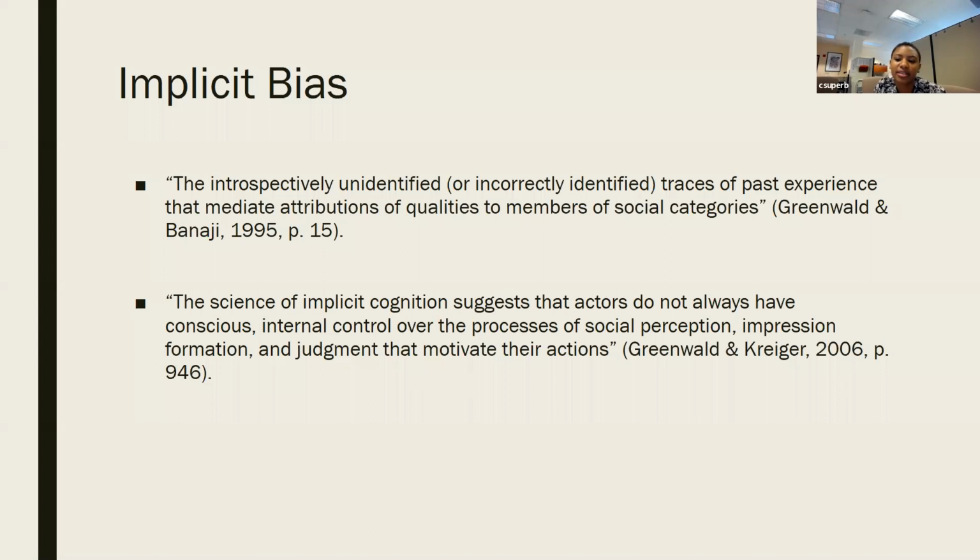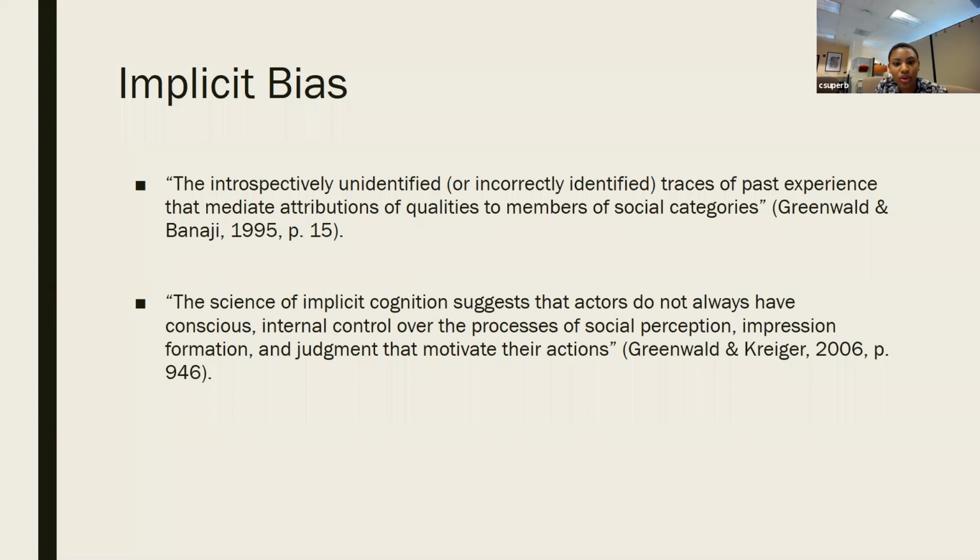And so implicit bias is a psychological term, and it's a way that we can look at racism, since we know that racism has changed from overt to covert. And so what we want to focus on here, some definitions: it's introspectively unidentified or incorrectly identified traces of past experience that mediate attributions of qualities to members of social categories. So it's the way our mind makes shortcuts from the media, past experience, things that we've seen, and we attribute these qualities to a certain type of member in a social category.